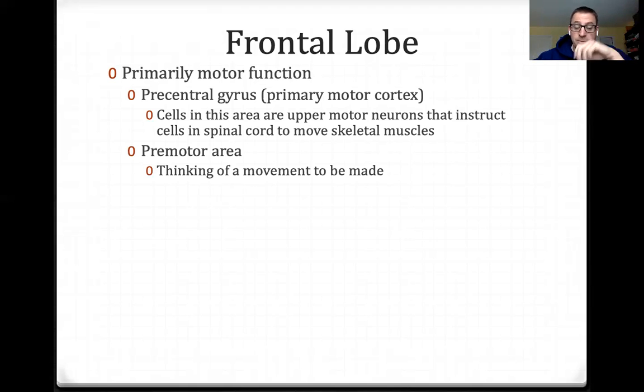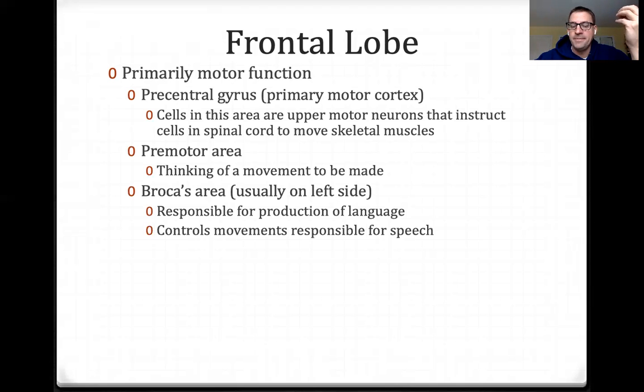Anterior to the precentral gyrus is the premotor area, where we contemplate and figure out what kind of movements need to be made. We're also going to see a very important area called Broca's area on the left side of the brain that is responsible for the production of language. So it controls the movements that are responsible for making speech, right?